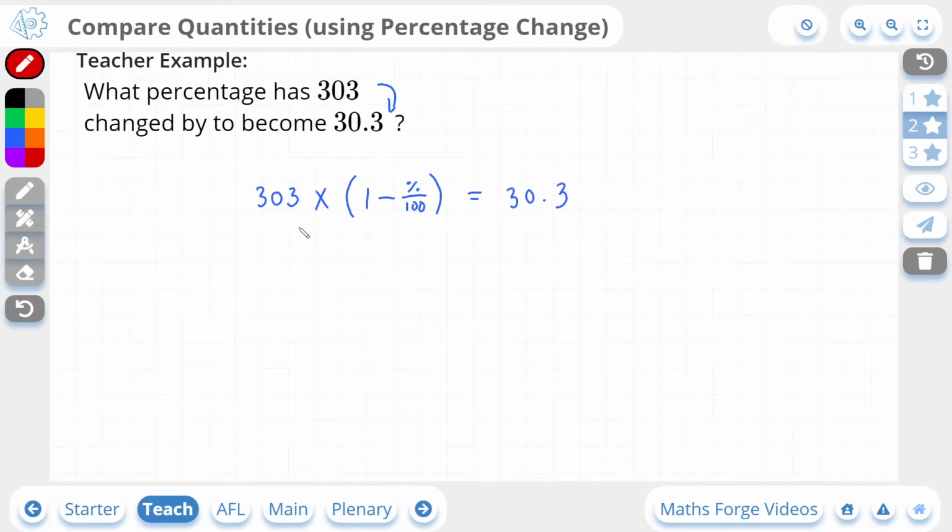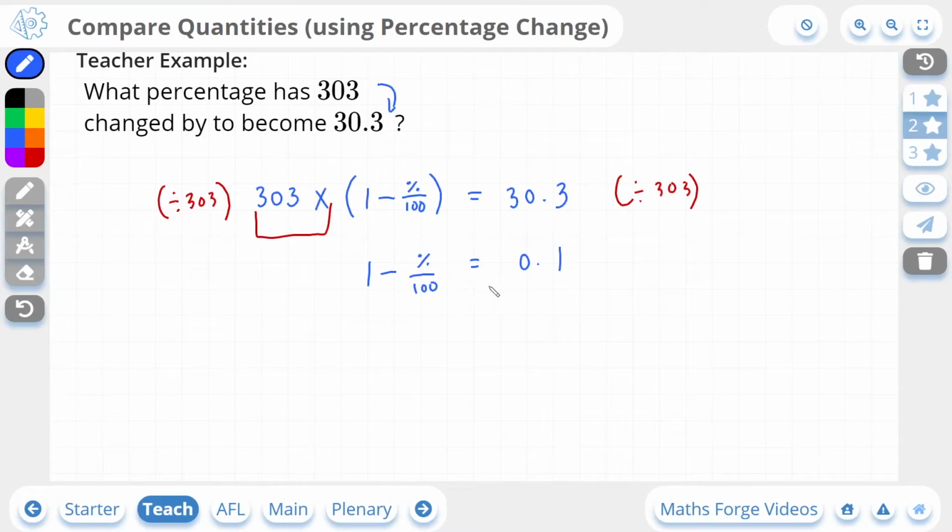Now, if we do this as we've done in the previous example, and rearrange it so we end up finding out what the percentage is equal to, it looks like this. We're going to first divide by 303 on both sides to get rid of this 303. So the times by 303 cancels out with the divided by 303, leaving us just with 1 minus the percentage over 100. And this is now going to equal 30.3 divided by 303, which gives us 0.1.